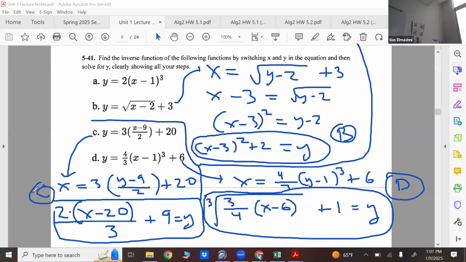Which one's C? C. Okay, so the first thing is I subtracted 20. Yeah, then divide by 3. And then multiply by 2. There's a 2 there. Oh, then add 9. Okay, so it's undoing, following the order of the equation. Yeah, okay. This is good.